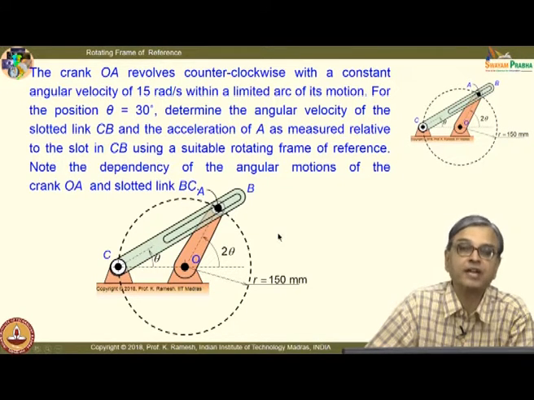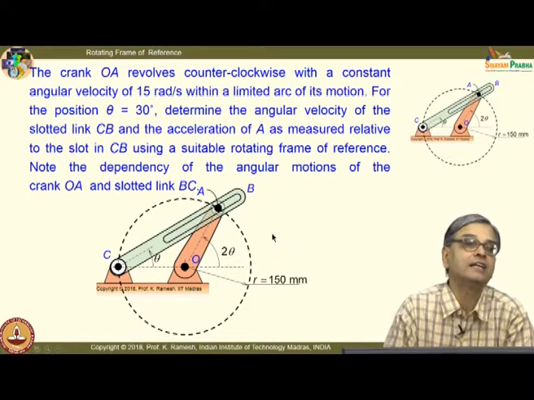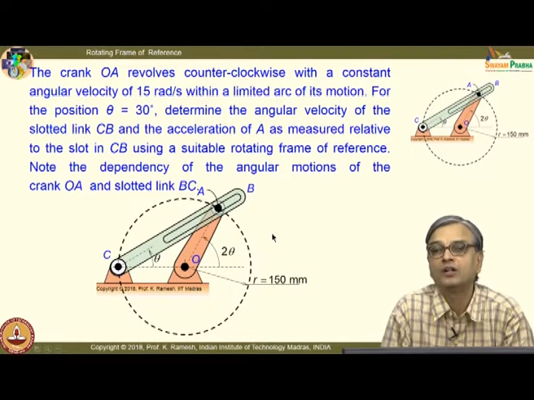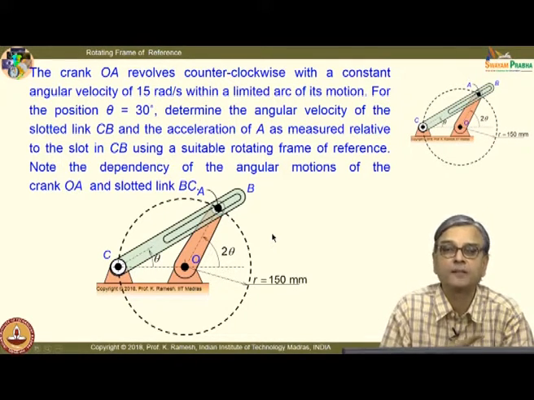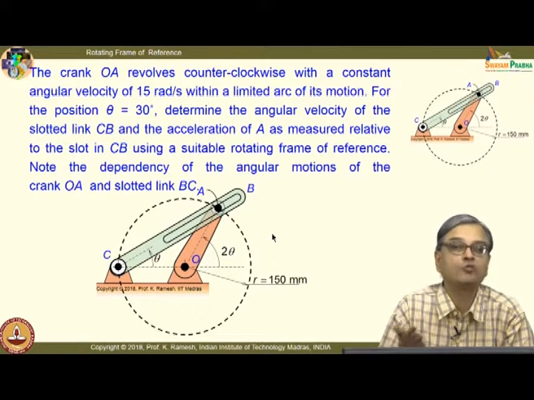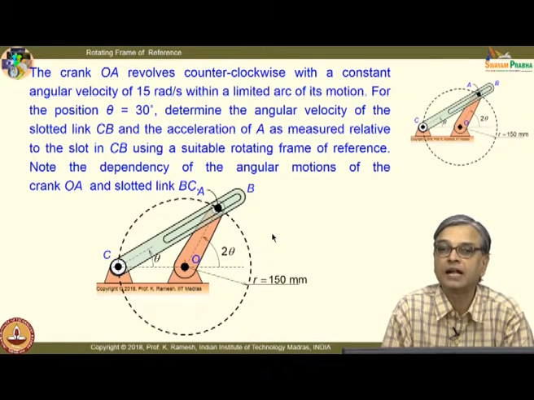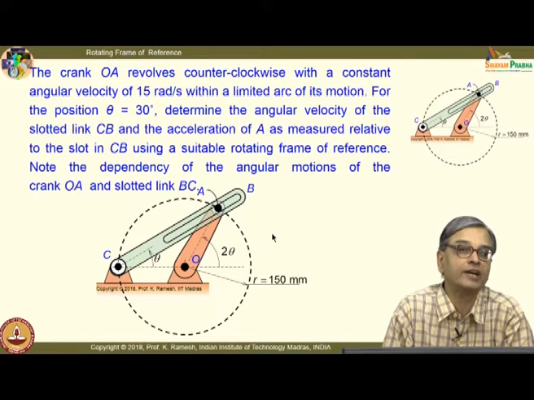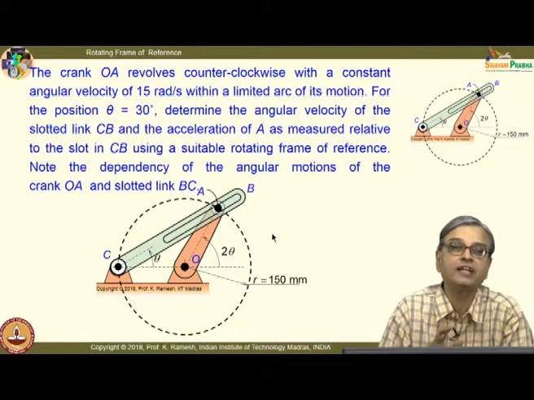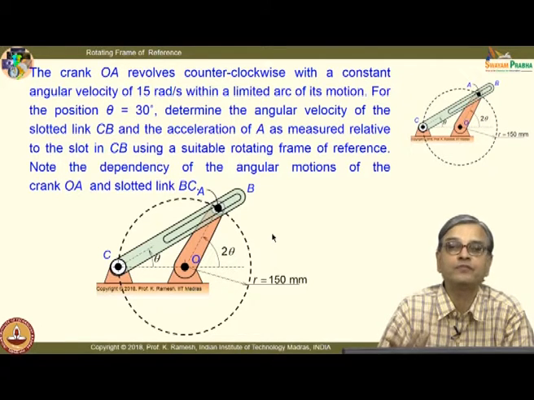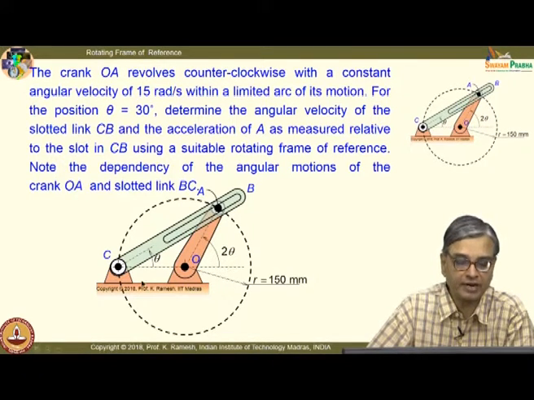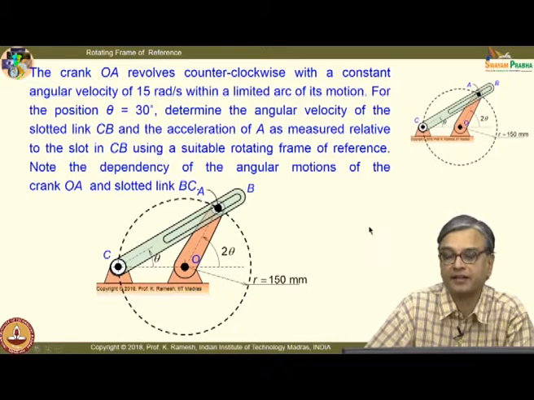With the animation you have a fairly reasonable appreciation of the way the members are connected and how the point A moves. One of the important steps in rotating frame of reference is to identify where you will have your fixed frame of reference and where you will have the rotating frame of reference. Here two members are rotating: I have a crank OA rotating and also the slotted member CB is oscillating.